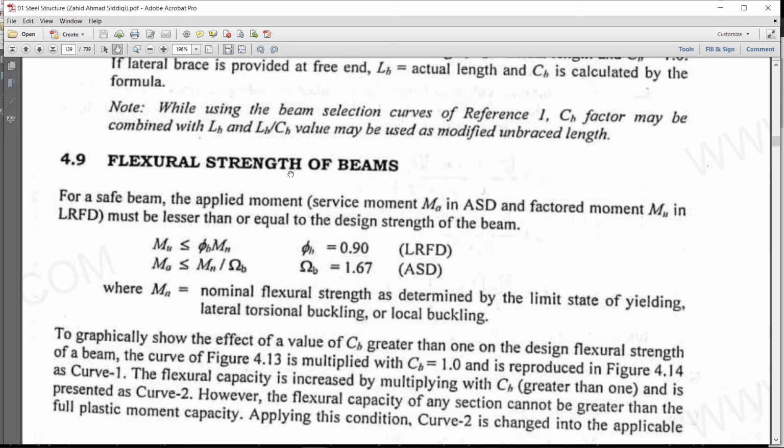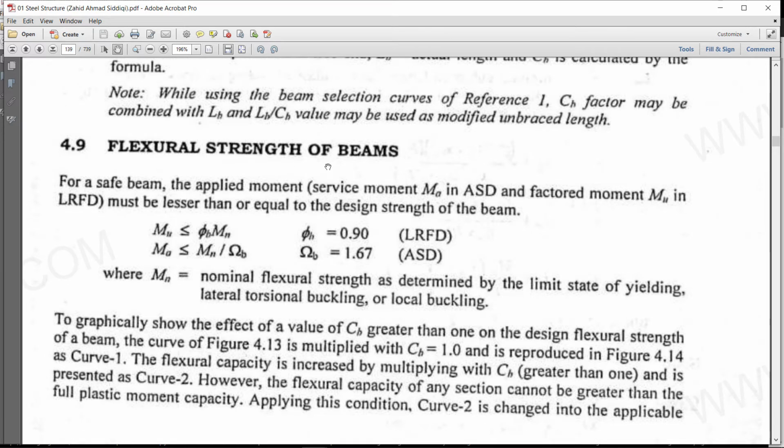Now I will discuss the flexural strength of beams. Here is the basic criterion: our applied moment should be less than the moment capacity. The strength reduction factor we will use in LRFD is 0.9.